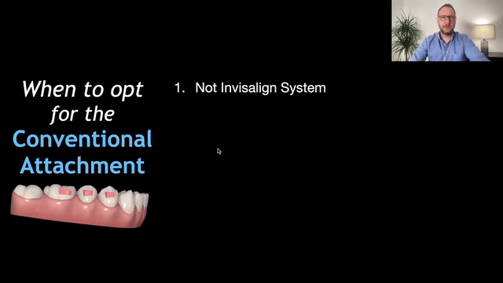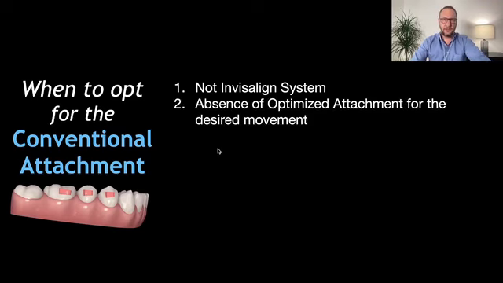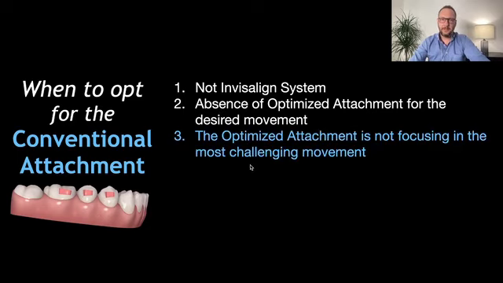So here, as I promised, when to opt for the conventional attachments. What are the situations that I would like? When, of course, I don't have Invisalign, okay? When I'm treating my patient with another system. When, for this specific movement that I want, a proper optimized attachment doesn't exist, and they don't have optimized attachment solutions for every kind of movement, okay? Sometimes they offer you a conventional attachment, or they don't have a good one for me, okay?